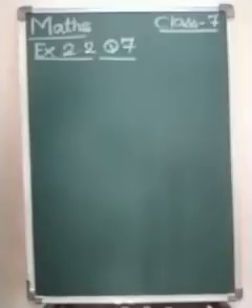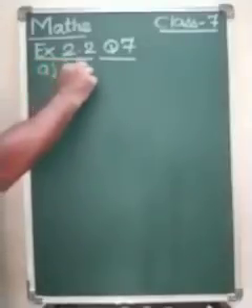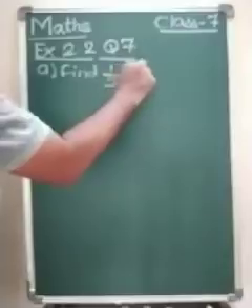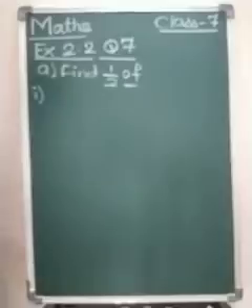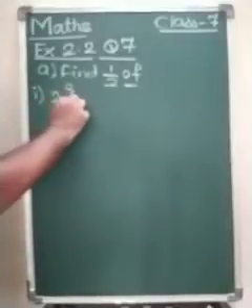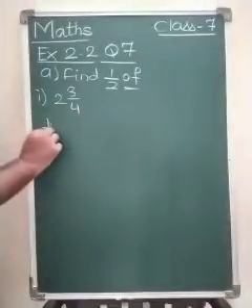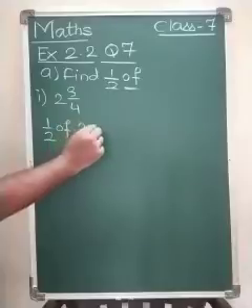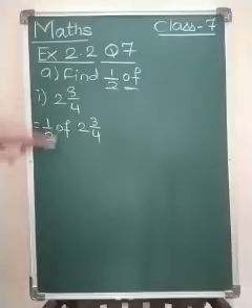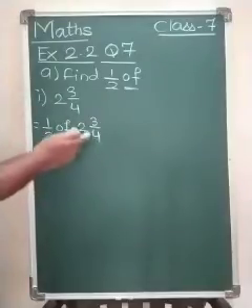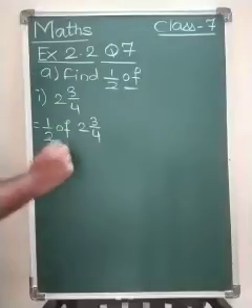Question A is given: find 1/2 of 2 3 upon 4. Find 1/2 of, "of" is there, so 1/2 of 2 3 upon 4 equals half of 2 3 upon 4. Now first convert the mixed number into an improper fraction. So this equals half of, which will be converted into multiplication.